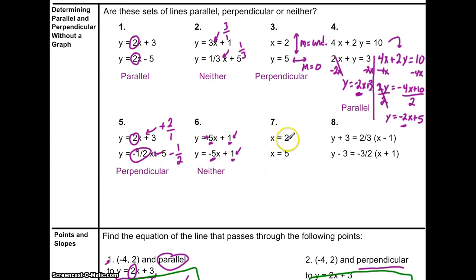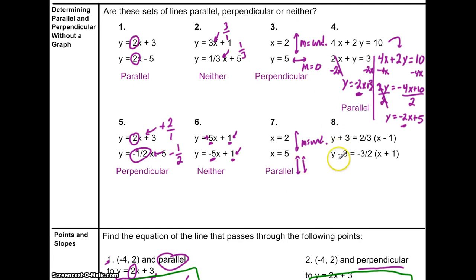In 7, you've got x equals 2 and x equals 5. Thinking back to how we answered number 3, remember that x equals 2 is going to be that vertical line with an undefined slope. And x equals 5 will also be a vertical line with an undefined slope. If you think about it, two vertical lines will certainly be parallel. They look parallel because they're both going straight up and down, but also they both have the same slope. And same slope means that those two lines are parallel.